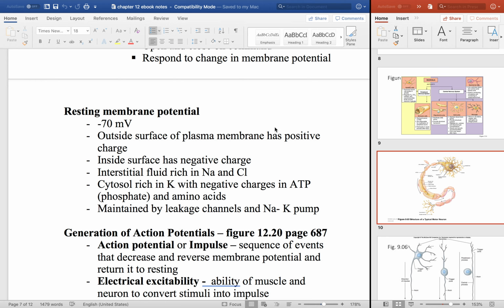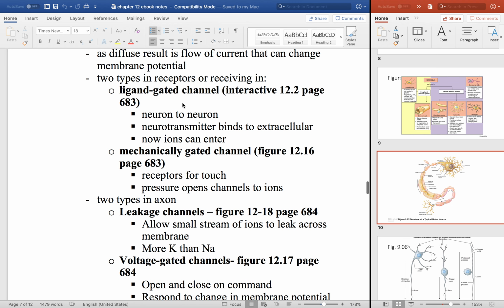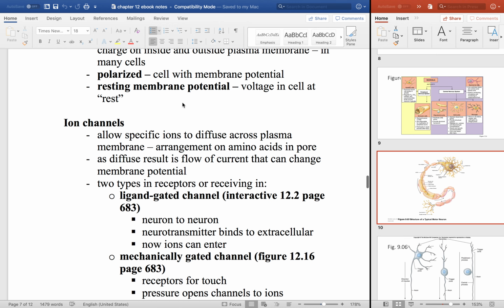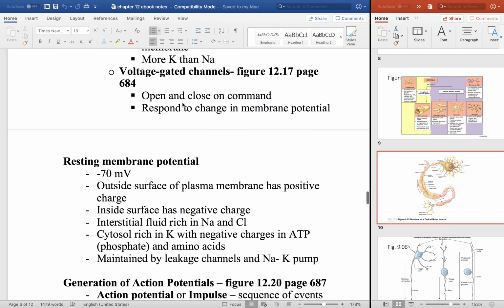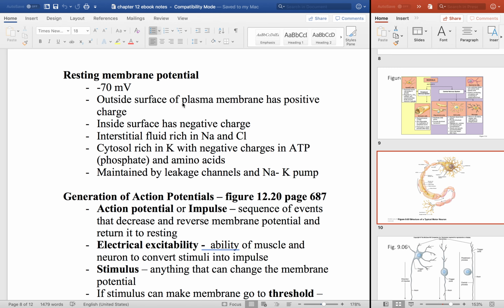Okay, this is going to be a short, small lesson about resting membrane potential. Resting membrane potential, remember, is what a cell is at rest. If you remember from last lesson, we learned about the different channels that work in there, and we learned what it means to be polarized. Resting membrane potential is when the cell on the inside is at negative 70 millivolts.